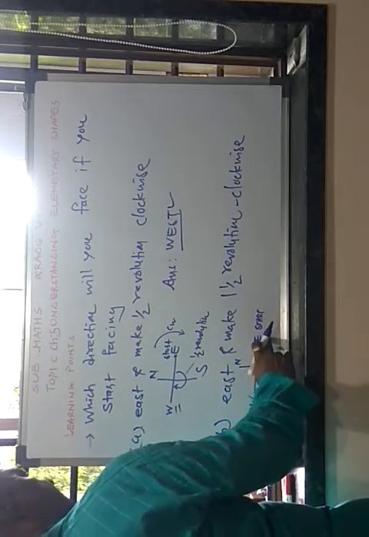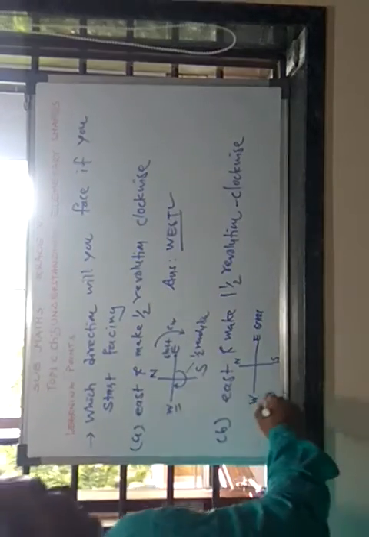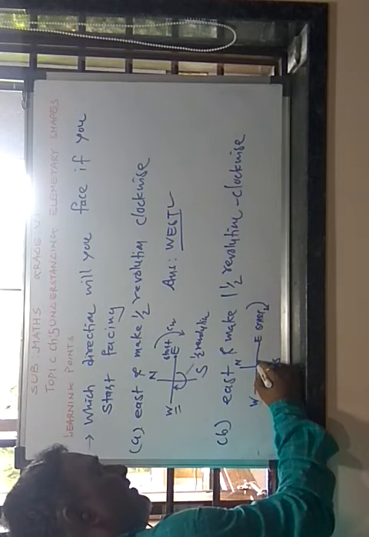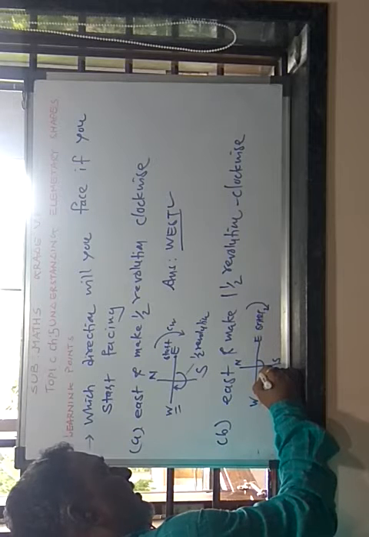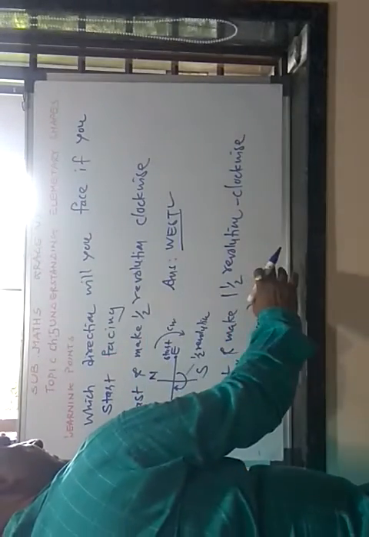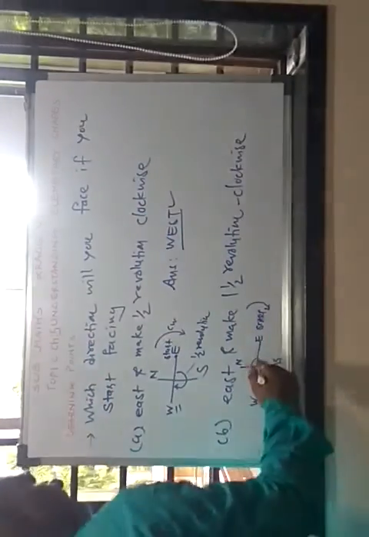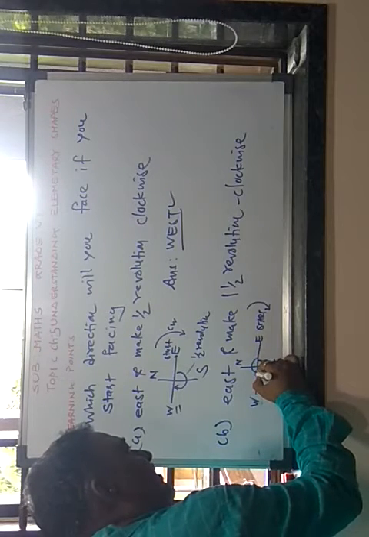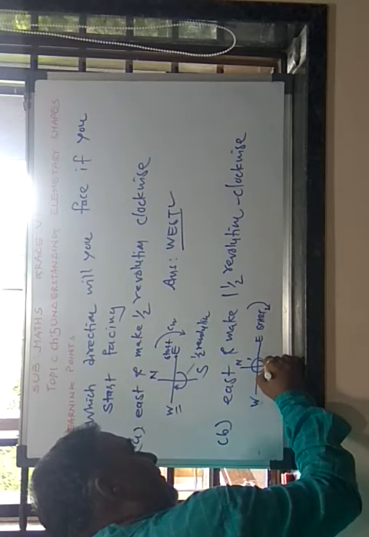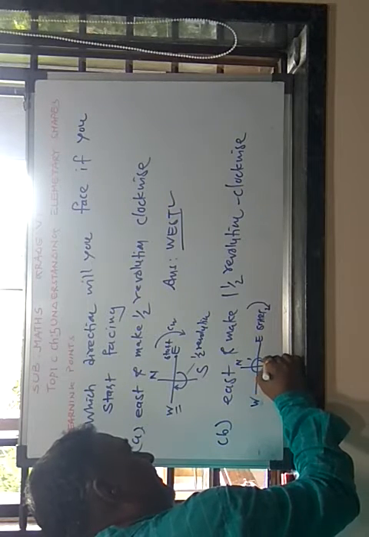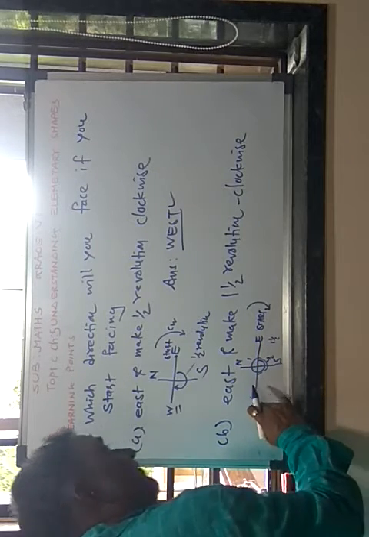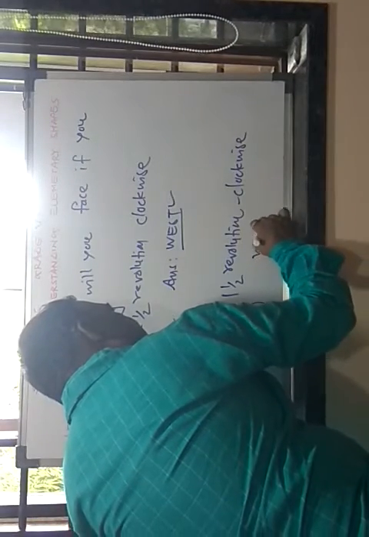Start from east. Okay, east. And make 1.5 revolution clockwise, right? So now this is clockwise. Next from east here, start from here. This is 1 full rotation. Again 1.5. 1.5 means this is a complete rotation, first rotation, and half means from here to here. This is half. Total 1.5 means here. Our target is west. Here the answer is west.